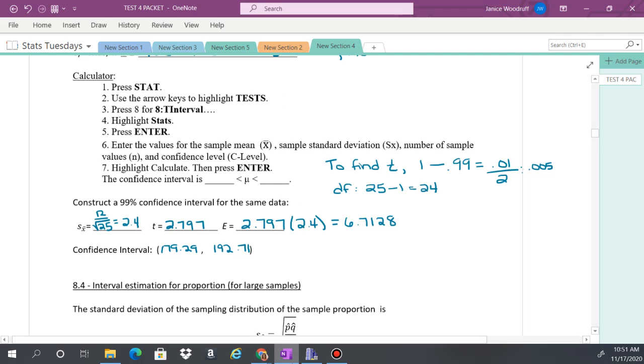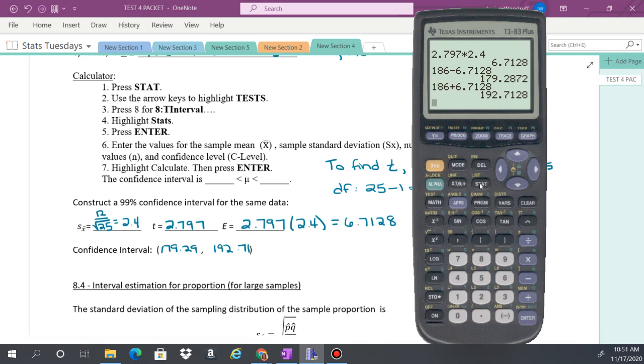And then let's go ahead and check it in our calculator. So go to Stat, over to Tests, then go down to T interval. Stats is highlighted, X bar is 186, standard deviation of the sample is 12. My sample size is 25. My confidence level has changed to 99, so 0.99. Calculate. And there we go, 179.29, 192.71.